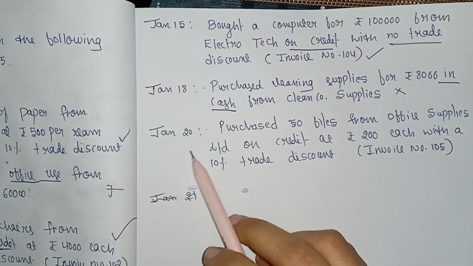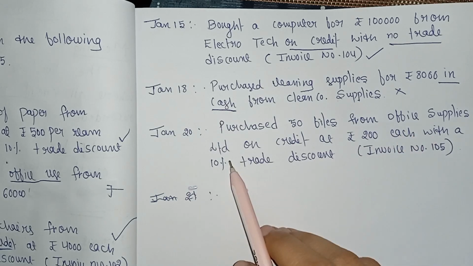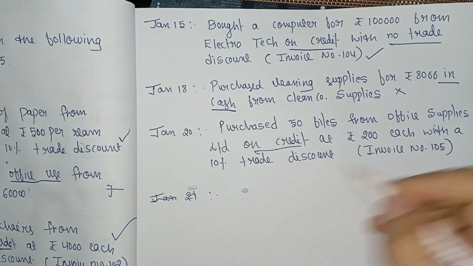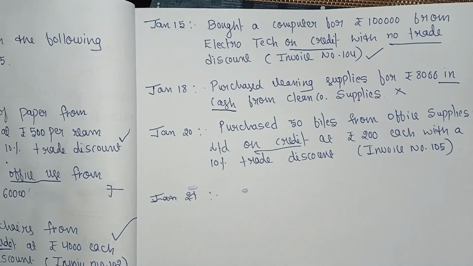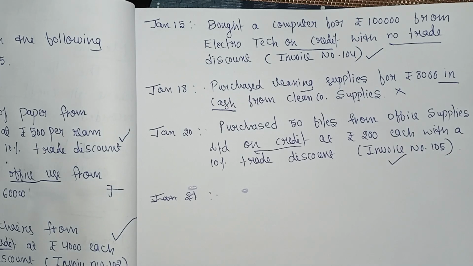Next one, on Jan 20th, purchased 50 files from Office Supplies Limited on credit at rupees 200 each with 10% trade discount. Invoice number 105. So this transaction is included in the purchase book.